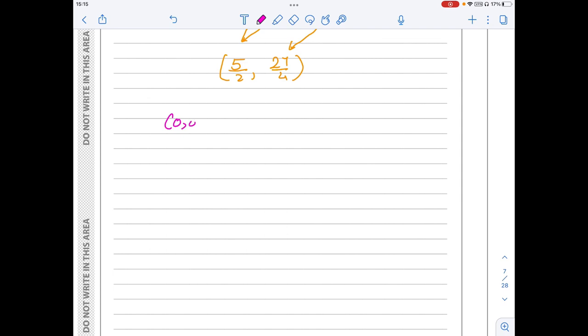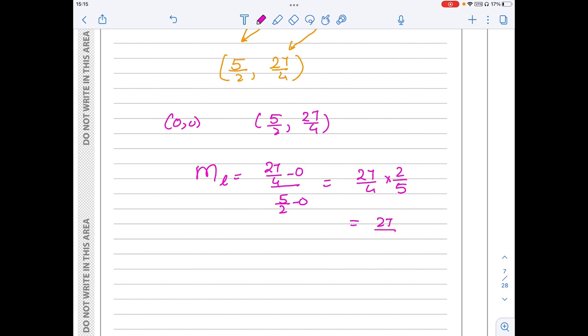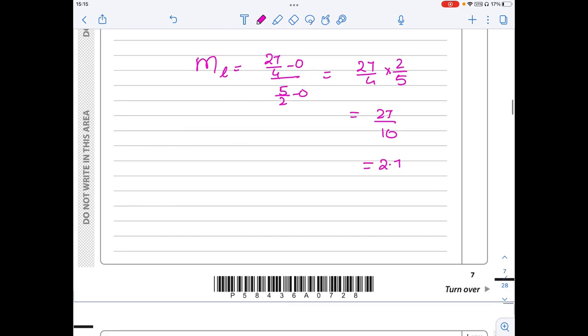So origin and M. So the gradient of L will be y2 minus y1 upon x2 minus x1. So it becomes 27 upon 4 times 2 upon 5, which becomes 27 upon 10, which is 2.7. Now as it is passing through origin, any equation will be y equals mx plus c if at all it is passing through origin. So y equals 2.7x is going to be the equation of line L.